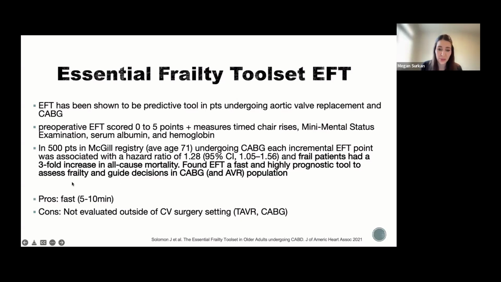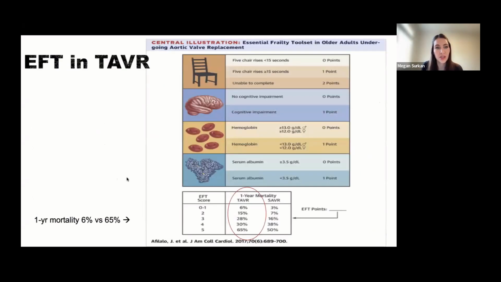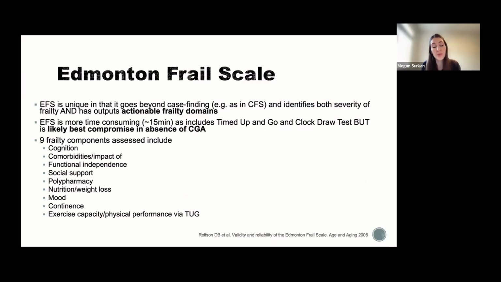So yeah, it only takes 5 to 10 minutes, but the con is that it's not really looked at extensively outside the cardiac surgery population. So this is just a visual of what is the EFT. Those chair rises, MMSE, hemoglobin, albumin. And if you note here, the 1-year mortality is 6% for TAVI if you only have 0 or 1 point on the EFT, but if you have all 5 points, 65% 1-year mortality. This sort of helps guide, are we going to do more harm than good putting this frail person through this procedure? So the Edmonton Frail Scale is another way frailty is measured.